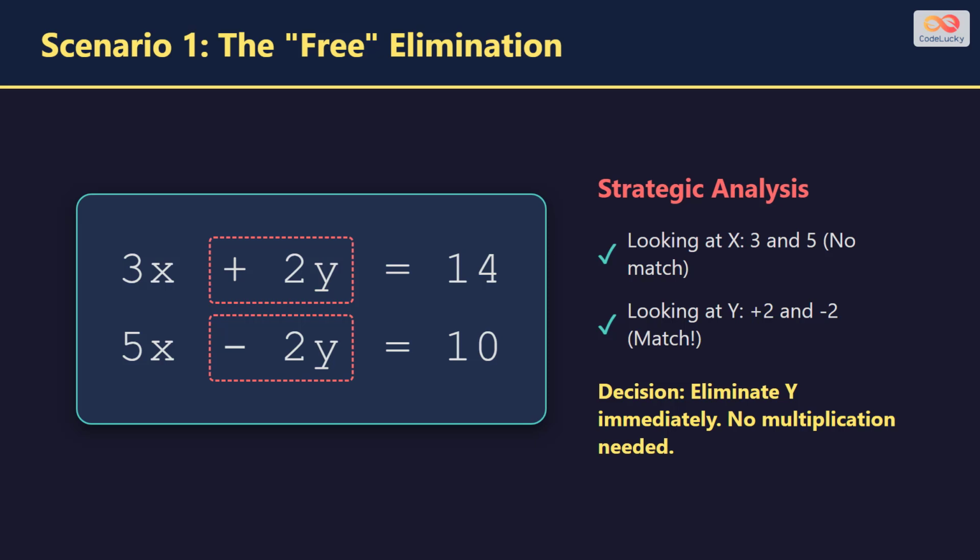Sometimes the problem is generous. Look at this system. If we check the x terms, we have 3 and 5, no match there, but look at the y terms. We have +2y and -2y, they are already perfect opposites. In this case, the choice is obvious. Eliminate y, you don't need to do any multiplication at all.